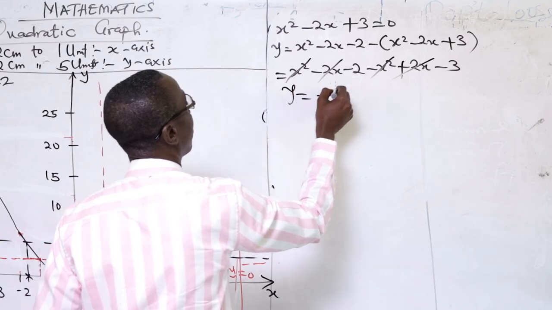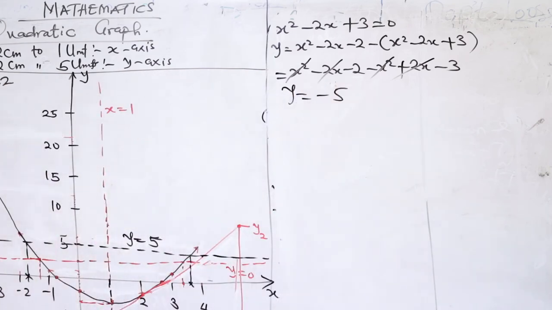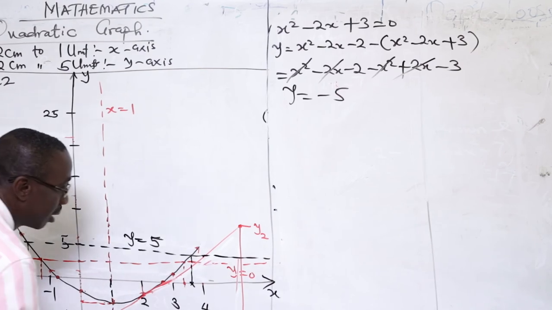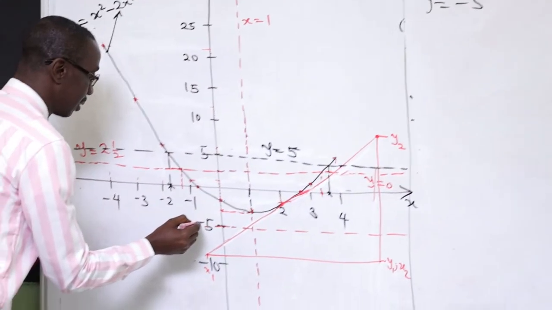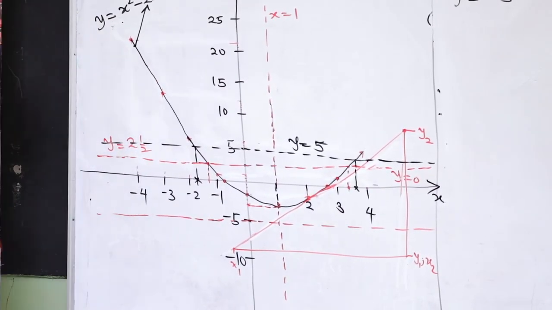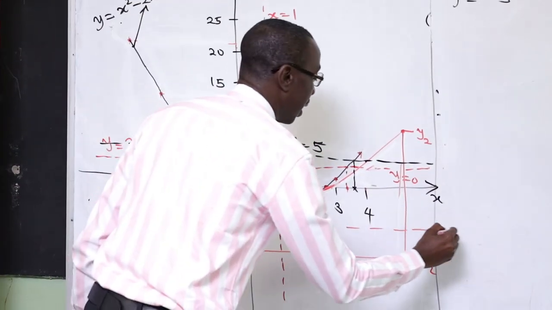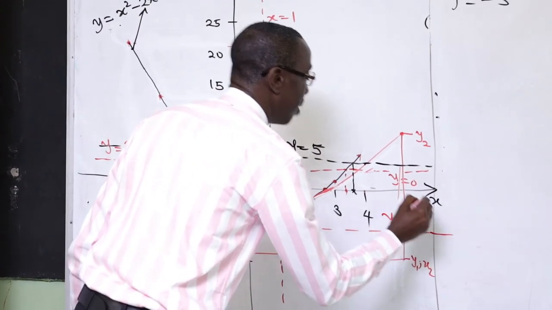Yes or no? Yes, sir. So wherever we locate minus 5 on the y-axis, go there. This is y is equal to minus 5. Let your line pass through that, and write on that line, y is equal to minus 5. Tell your examiner the straight line you have drawn is the straight line of y is equal to minus 5.